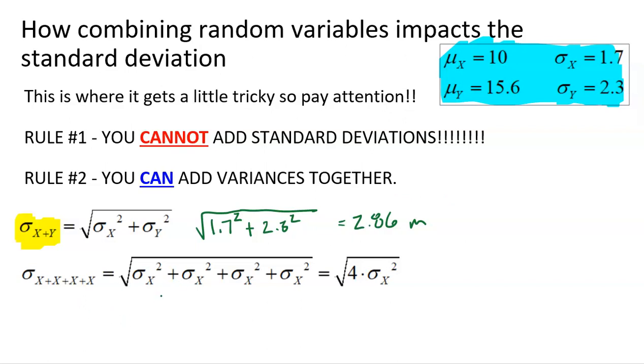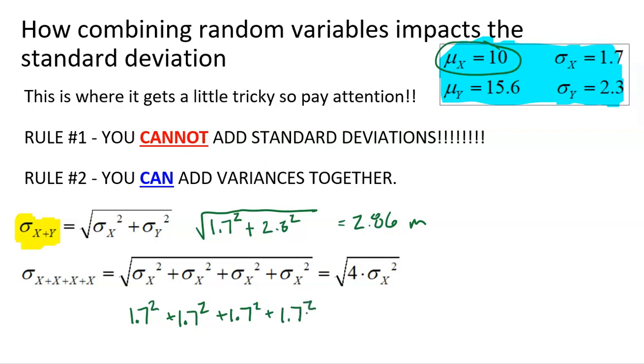All right, what if I were to repeat random variable X 4 times? We would expect the mean to be 40, 10 plus 10 plus 10 plus 10. 40 is the mean. What about the standard deviation? Well, once again, I'm not allowed to add standard deviation, but I am allowed to add variance. So for the first occurrence of X, the variance is 1.7 squared. For the second, 1.7 squared. For the third, 1.7 squared. For the fourth, 1.7 squared.